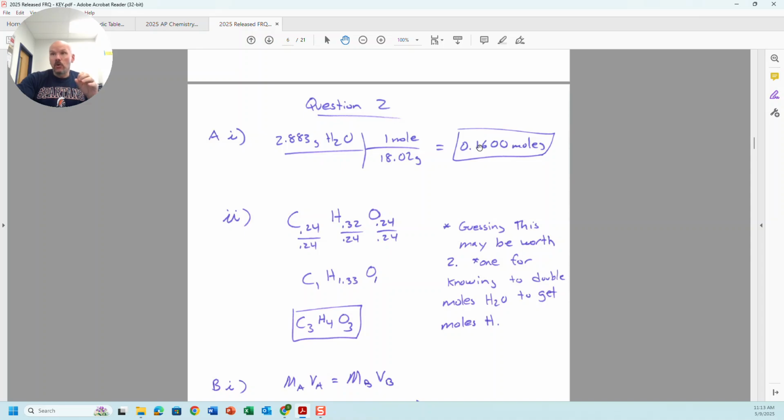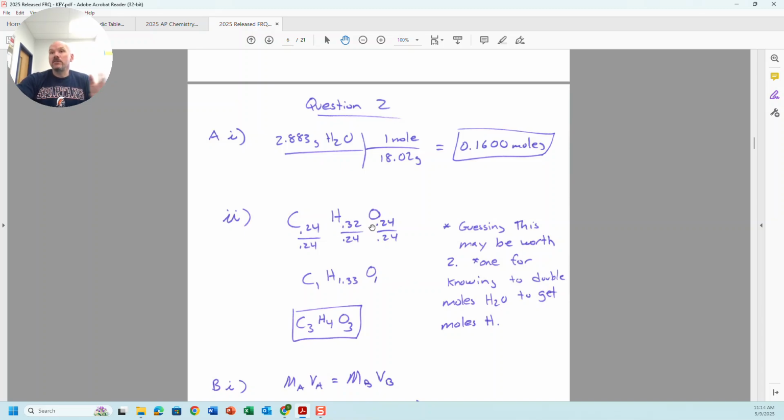Now, we figured out moles of H2O, and what we'd have to recognize is that if we take the moles of H2O and we double it, that would give us moles of H, right? Because there's 2 H's in 1 H2O. All right, I'm thinking this might be one of the 2 pointers from question 2. 1 point for knowing to double the moles of water to get moles of hydrogen. I don't know, that's just a guess, okay?